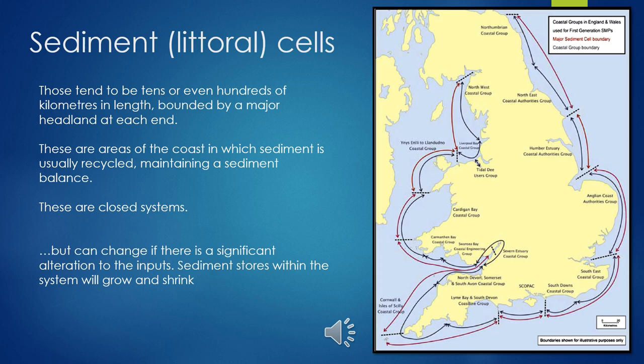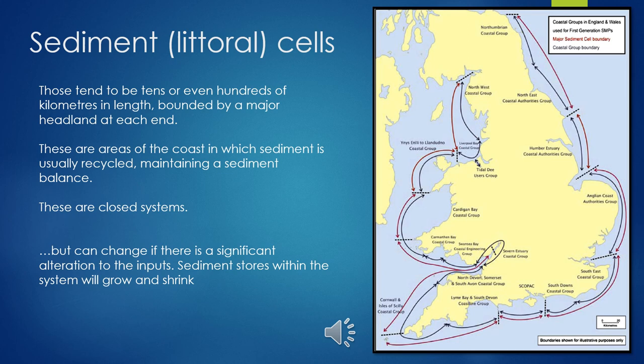Sediment cells. Around the UK and all around the world, there are these things called sediment cells. They may also be called littoral cells, and the word littoral basically just means sediment. You might also hear of littoral drift, which is another name for longshore drift. So, littoral sediment. You can look at the map on the right hand side and see how the UK is divided into all these different cells.